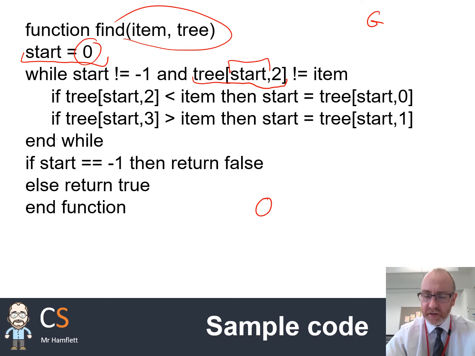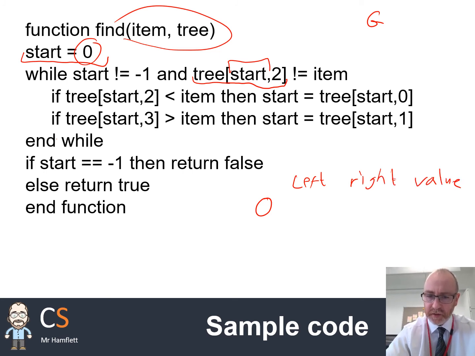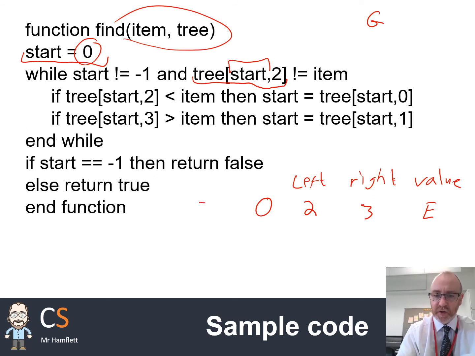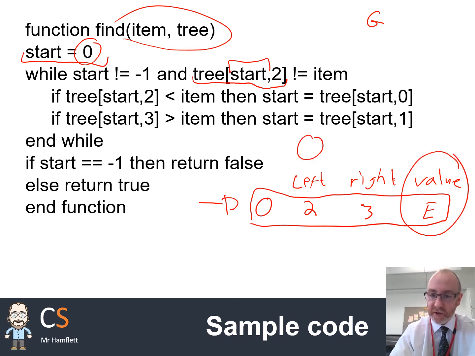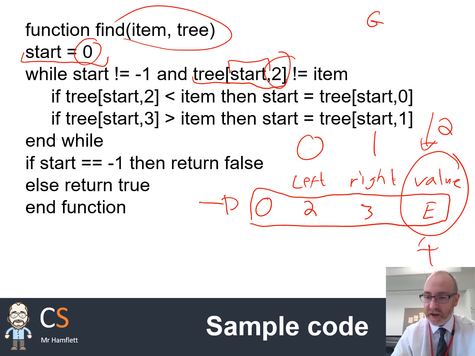Remember, it was listed out like this. We might have index 0, we have left, right, and value. The left might be pointing to another index, the right might be pointing to another index. This might be E, for example. Well, start is 0, so we're looking at the root node. Think of it like a mini array, and I'm comparing the value out. Remember 0, 1, and 2, so this 2 is representing the value. When we say 2, we really mean the value of the item.